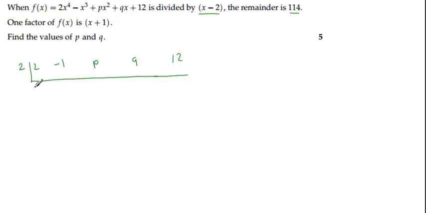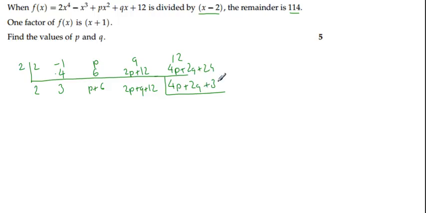So that means this box at the end, because that is the remainder, should be equal to 114. So we'll run it through: 2, that's 4 now, that's 3, 6, that's p plus 6, which becomes 2p plus 12, which becomes 2p plus q plus 12, which becomes 4p plus 2q plus 24. And when we add down there, that's 4p plus 2q plus 36. And we know that has to equal 114, since the remainder is equal to 114.